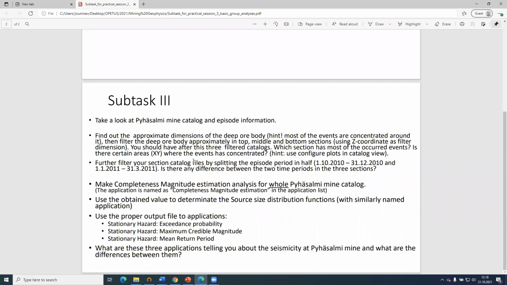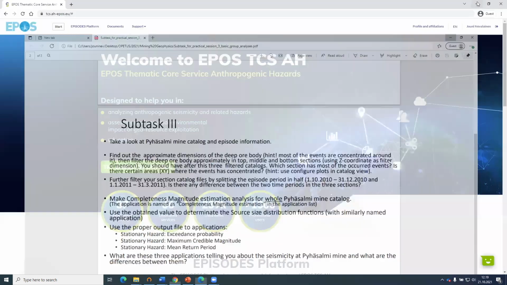So the task was to look at the catalog to determine the dimensions, and after that, to use the jet coordinates as a filter parameter to cut this deep ore body and its region into three different areas, the upper, bottom, and middle sections, and then to look at how many events each has. As a second step, you refilter those filtered catalogs from these three sections and filter them in two parts using time as a filter tool. So we can look at that first.